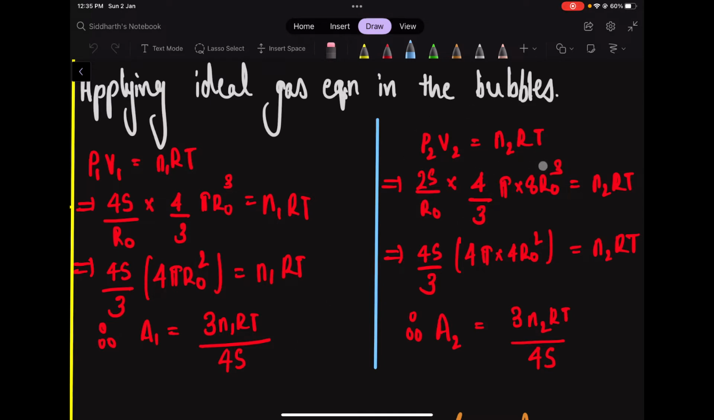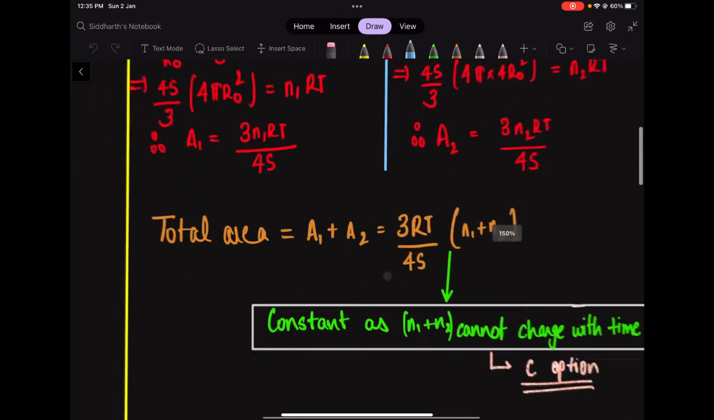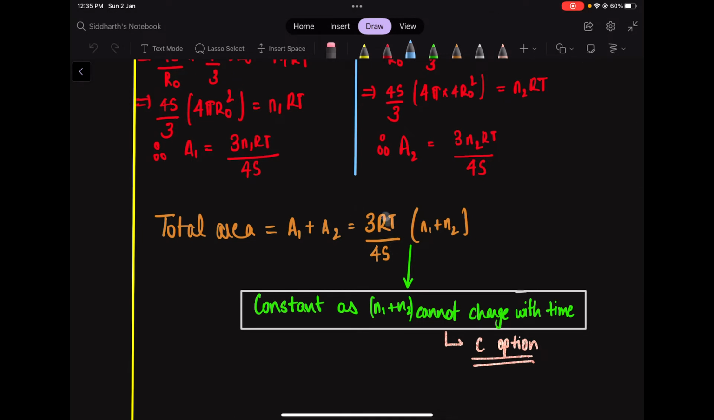Same way, P2V2 equals N2RT. P2 is 2S by R0 into volume V2, which is 4 by 3 pi into 8R0 cubed because the radius is 2R0, equal to N2RT. Here A2 is 4 pi into 4R0 squared. So taking that common and 4S by 3 to the other side, we get A2 equal to 3N2RT by 4S. So the total area A1 plus A2 is 3RT by 4S into N1 plus N2.